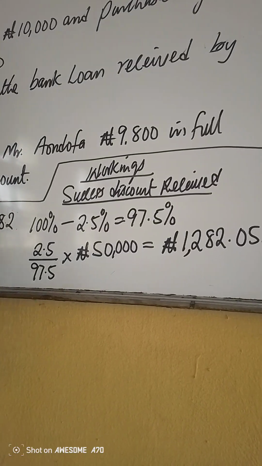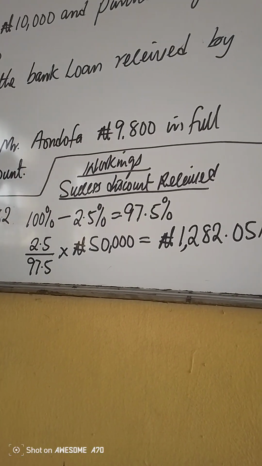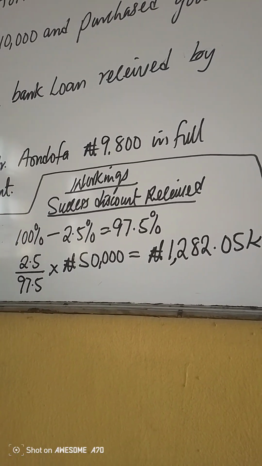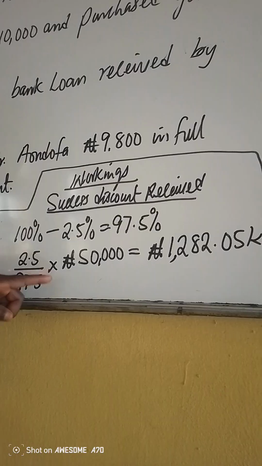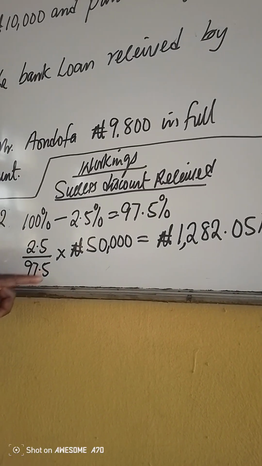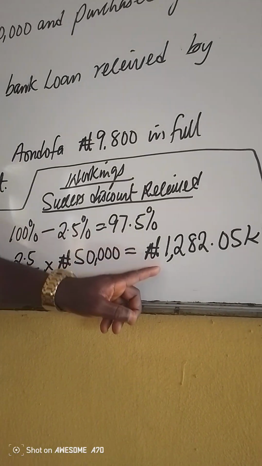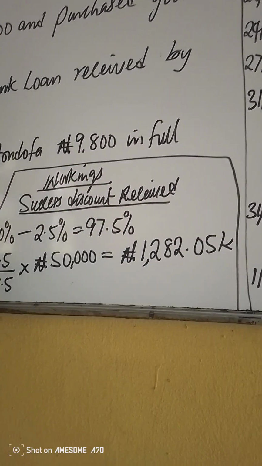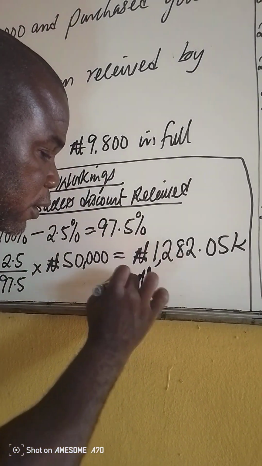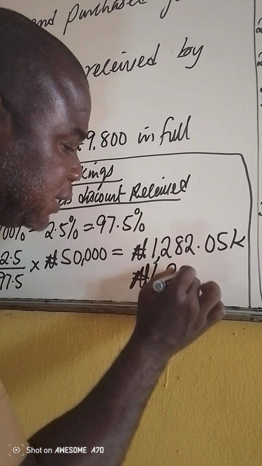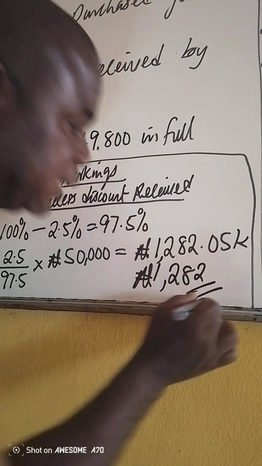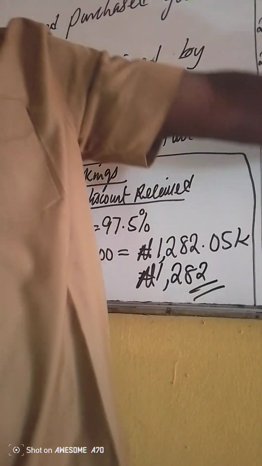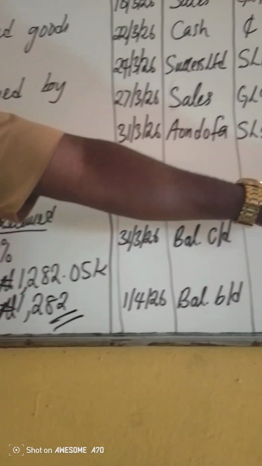So to calculate the discount in this case, to know the amount that was taken away before 50,000 was received, you say 2.5, which is the discount percentage, divided by the net amount, 97.5, times 50,000. In this case, the discount becomes 1,282.05 kobo, which is approximately 1,282 naira. I'm not taking the kobo here because in the entries we do not consider the kobo value.